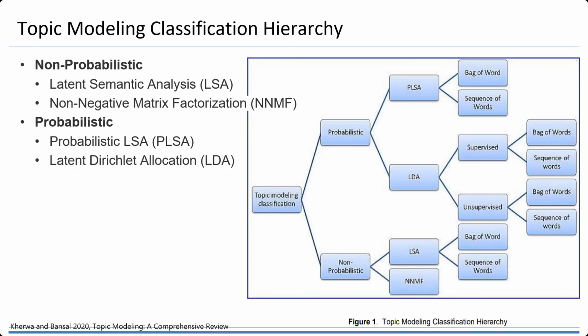For topic modeling, we can look at this classification hierarchy. First, we will take a look at the non-probabilistic methods. There are two algorithms that we will learn: latent semantic analysis, LSA, and non-negative matrix factorization, NMF. For the probabilistic methods, there are two: probabilistic LSA or PLSA, and the other is LDA, latent Dirichlet allocation. Last time I showed you the Python code using the LDA.